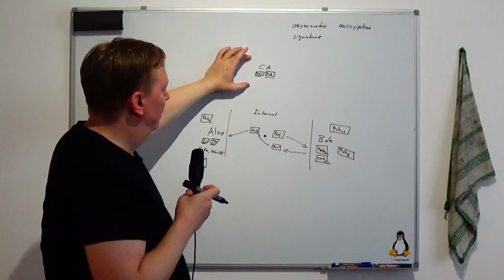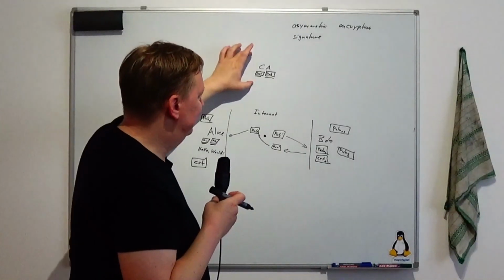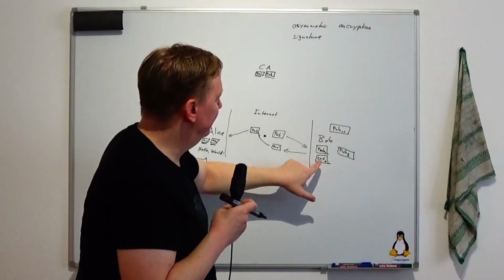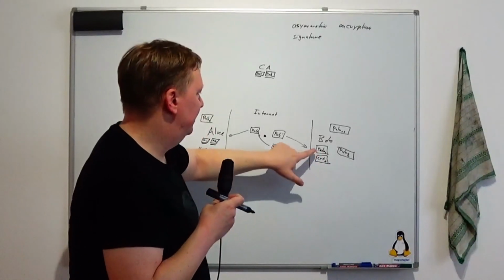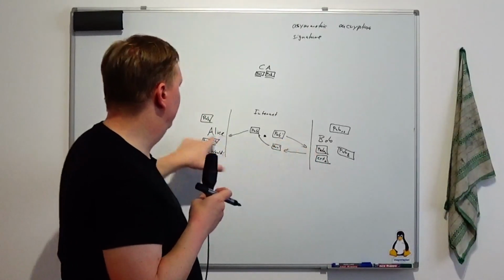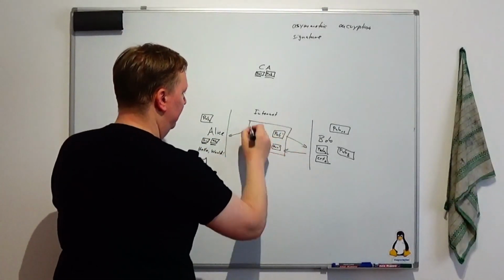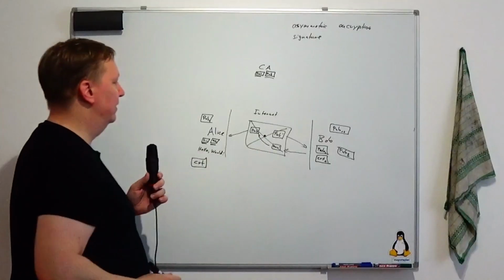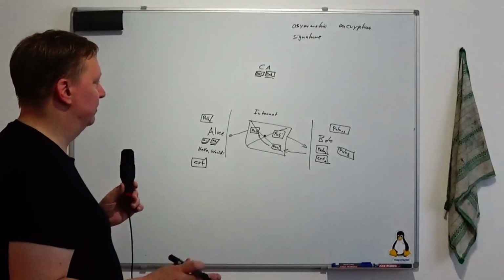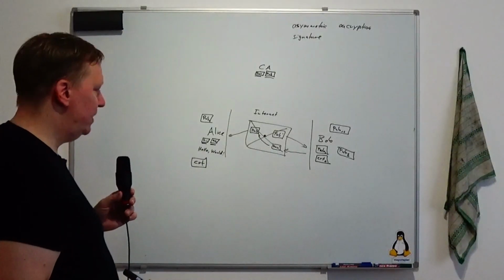Okay, and if I trust this CA, which I do by default, this is pre-installed on the operating system, if I trust this CA, it means that I now trust that this is actually the public key of Alice. Okay, so nobody was in between who has switched the public key for some other public key.